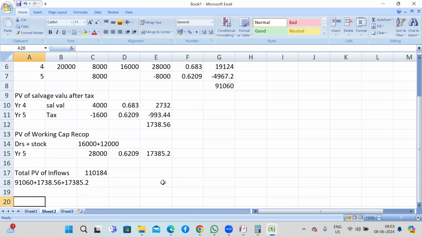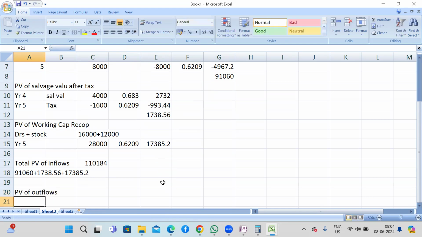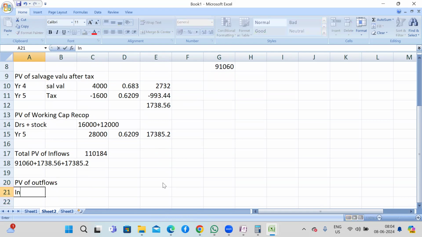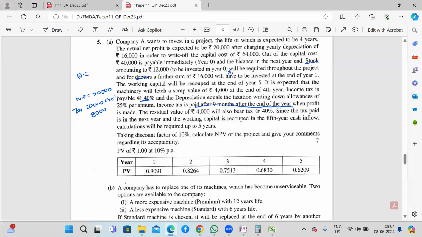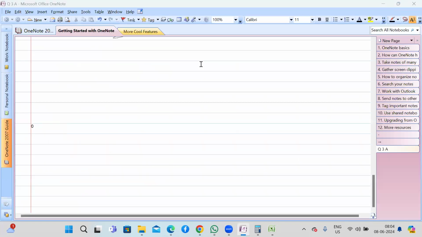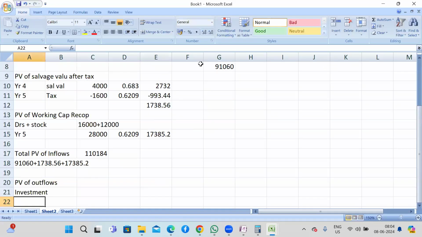So now I'm going to calculate the present value of outflows. So what is the outflow? First, I have the investment for that machinery. For the investment, in year 0, that is the beginning of the year, I'm going to pay 40,000. So the present value factor will be 1. So here it is 40,000.